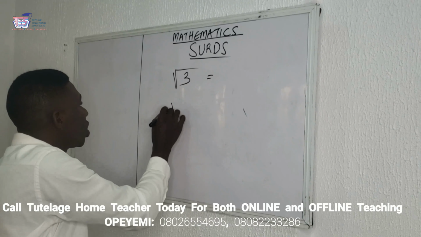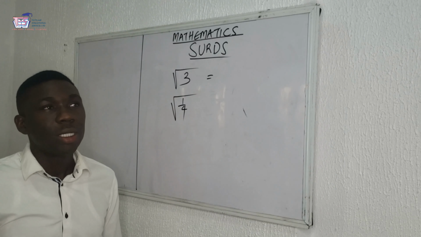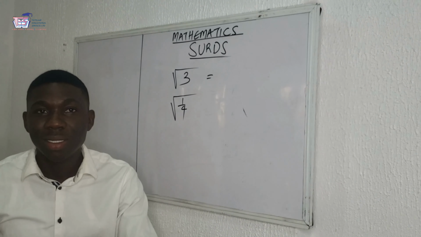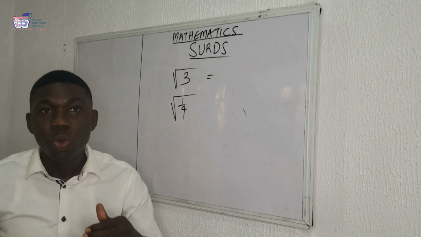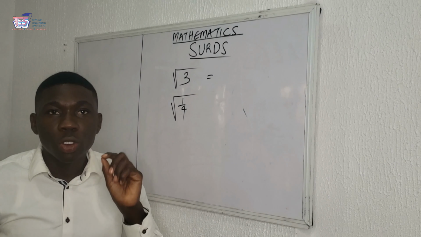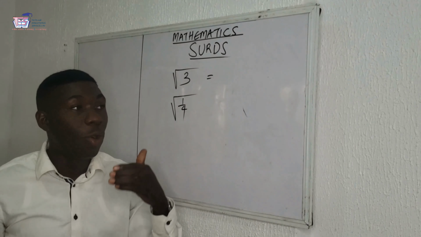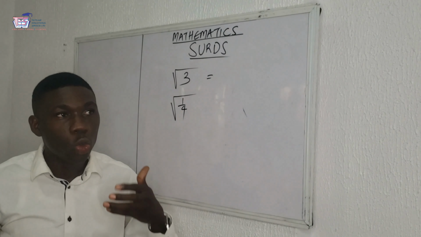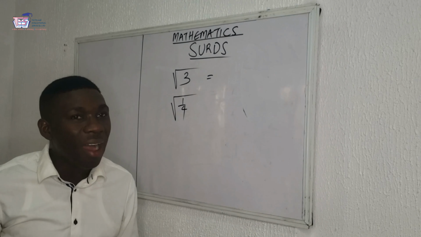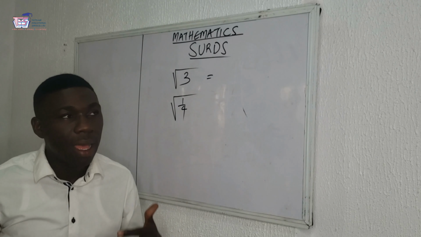Now, let us consider the square root of, say, 1 over 4. I want you to take note that it is not only whole numbers that are perfect squares. We can have decimals, we can have fractions that are perfect squares. So I want us to take out of our minds the notion that it is only numbers, for example, 100, 81, 25, 36 that are perfect squares.